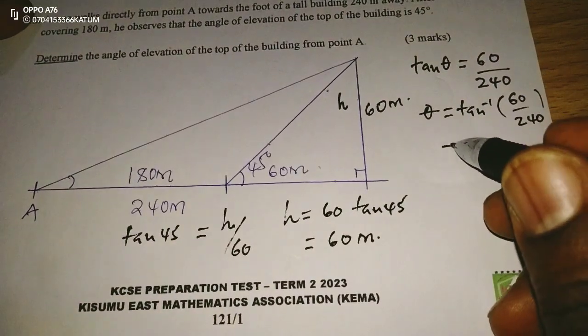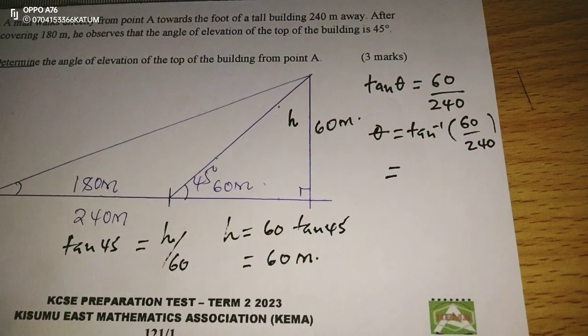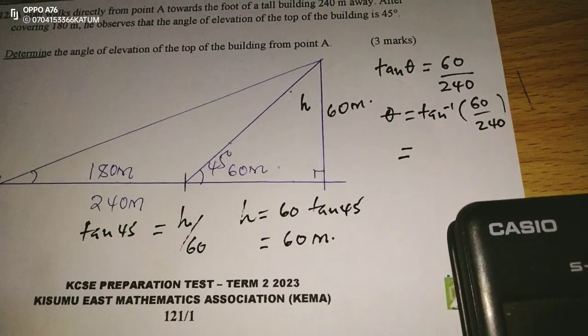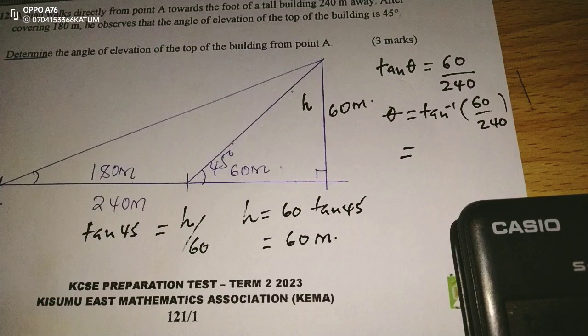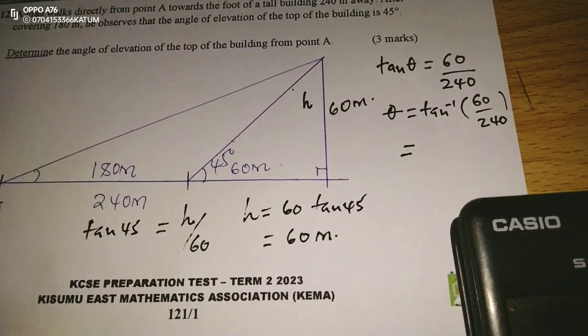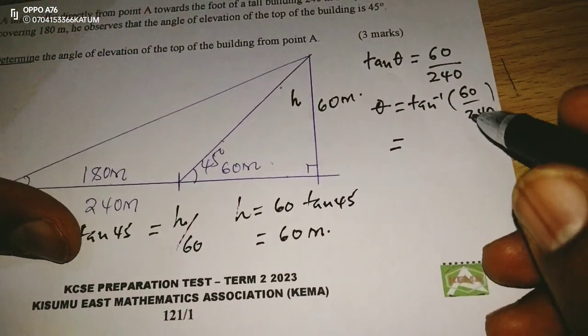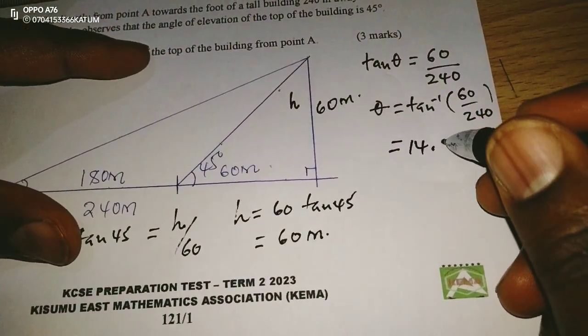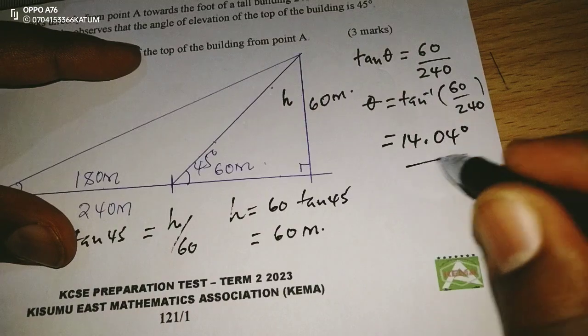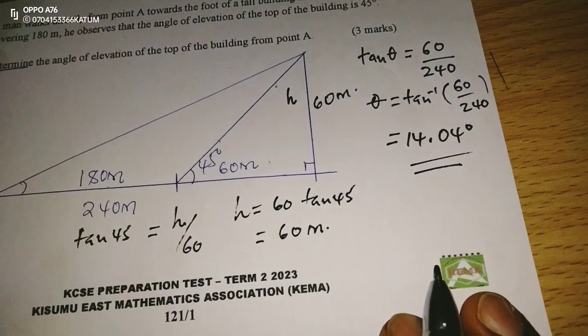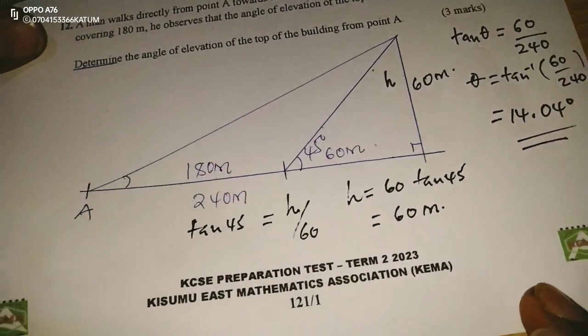This is a value which can be obtained directly from the calculator. Shift tan 60 divided by 240. This is going to give us 14.04 degrees. So this will be the angle of elevation to the top of the building from point A.